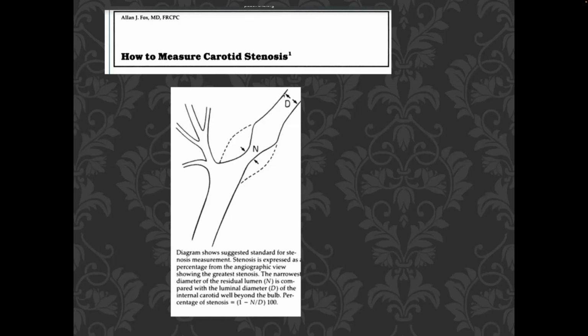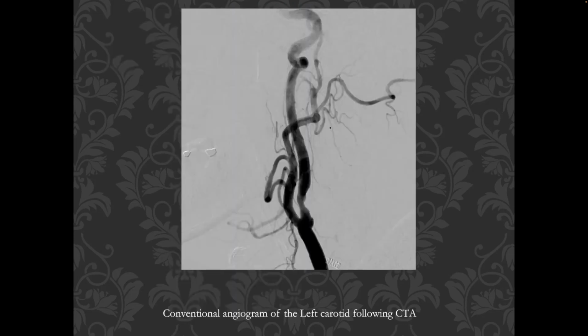It was based on this parallel walled segment being the denominator, and we would pick the narrowest segment. So for example, in this angiogram, this would be the parallel walled segment. We would pick one, this would be our denominator dimension, and this would be our stenotic segment.